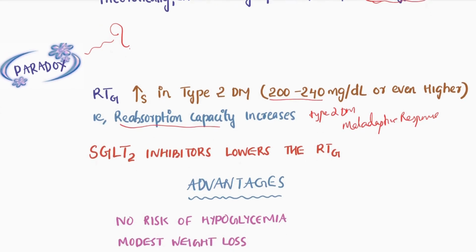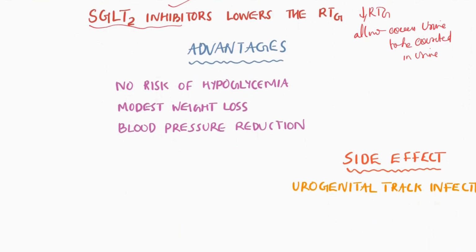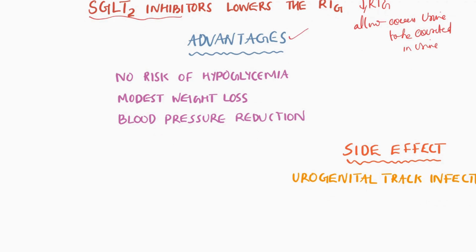This is where SGLT2 inhibitors come into play. They lower the renal glucose threshold, allowing excess glucose to be excreted in the urine by blocking the SGLT2 transporter, and thereby lowering blood glucose levels. These SGLT2 inhibitors have several advantages. First of all, they do not cause hypoglycemia because they don't stimulate insulin release or interfere with insulin sensitivity directly. They simply promote glucose excretion, or glucosuria, by blocking glucose reabsorption in the proximal convoluted tubule.